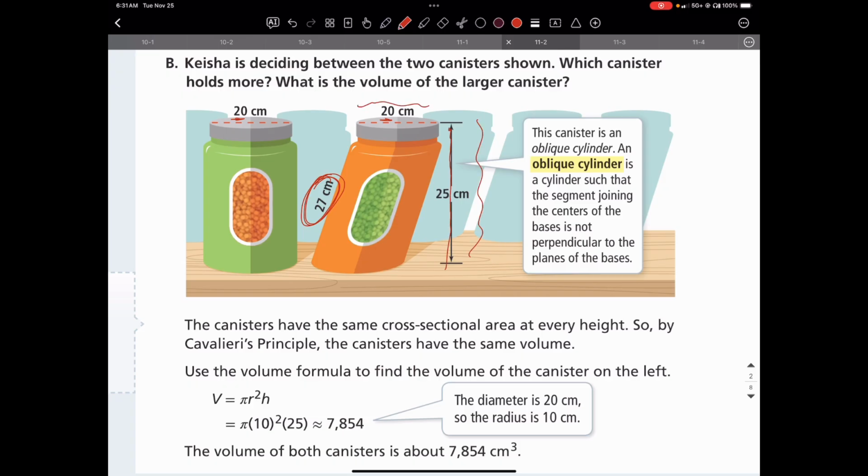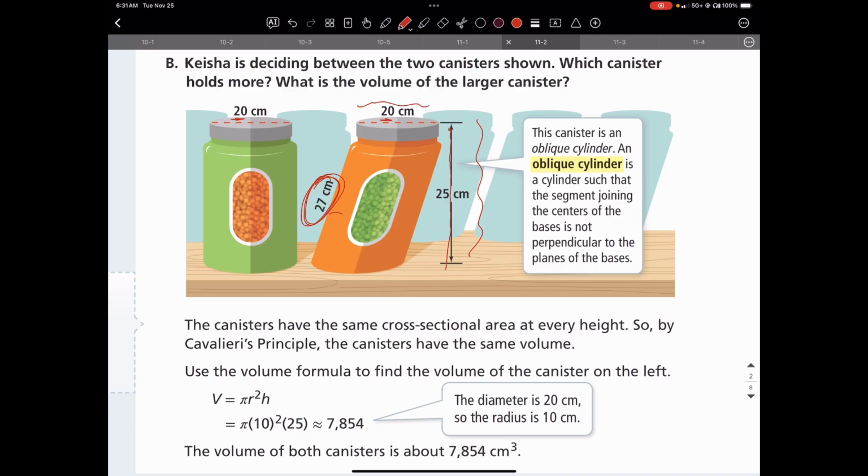this diameter, right? So notice the note. This canister is an oblique cylinder. Remember I mentioned that earlier. You'll deal with oblique cylinders. An oblique cylinder is a cylinder such that the segment joining the centers of the base is not perpendicular to the planes of the bases, right? So basically, it would still be cylindrical in shape, meaning the diameter is the same throughout the cylinder, right? So this would also be 20 centimeters, right? I mean, it kind of goes without saying, but I want to make sure you guys are aware of that.